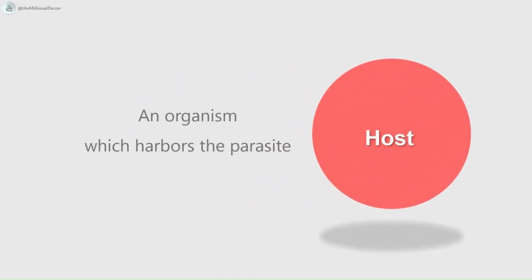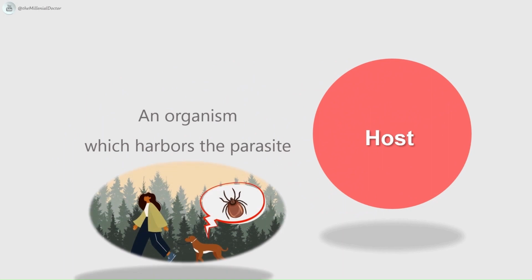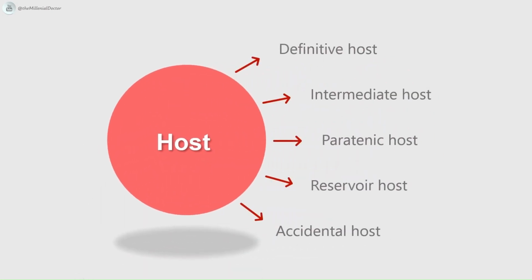Next, host. It is an organism which harbors the parasite. The host is the organism which provides nourishment and shelter to the latter and is relatively larger than the parasite. In simpler terms, host can be defined as the organism in or on which the parasite lives and causes harm. Next, the types of host. The host may be of the following types.